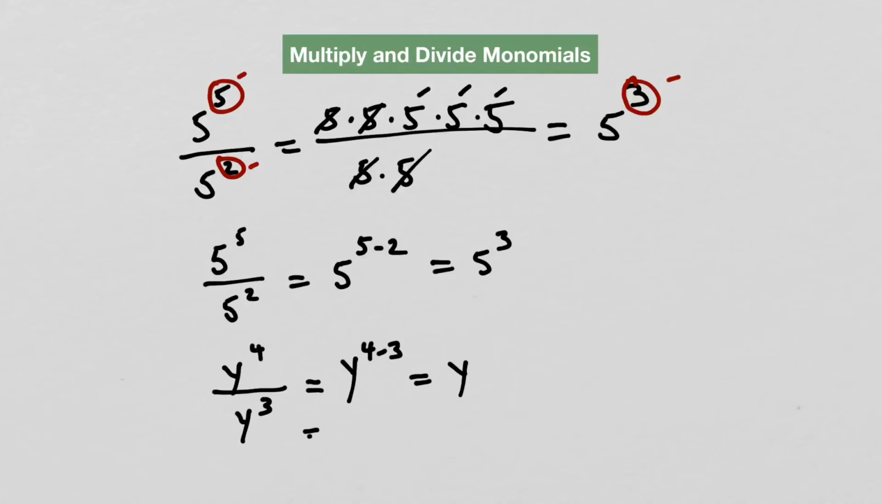This is equal to y times y times y times y for the numerator, and then the denominator is y times y times y. Okay, there are 3 of them. So this cancels out, this cancels out, this cancels out, and now you're just left with a y. Okay, so let's take a look at another example.